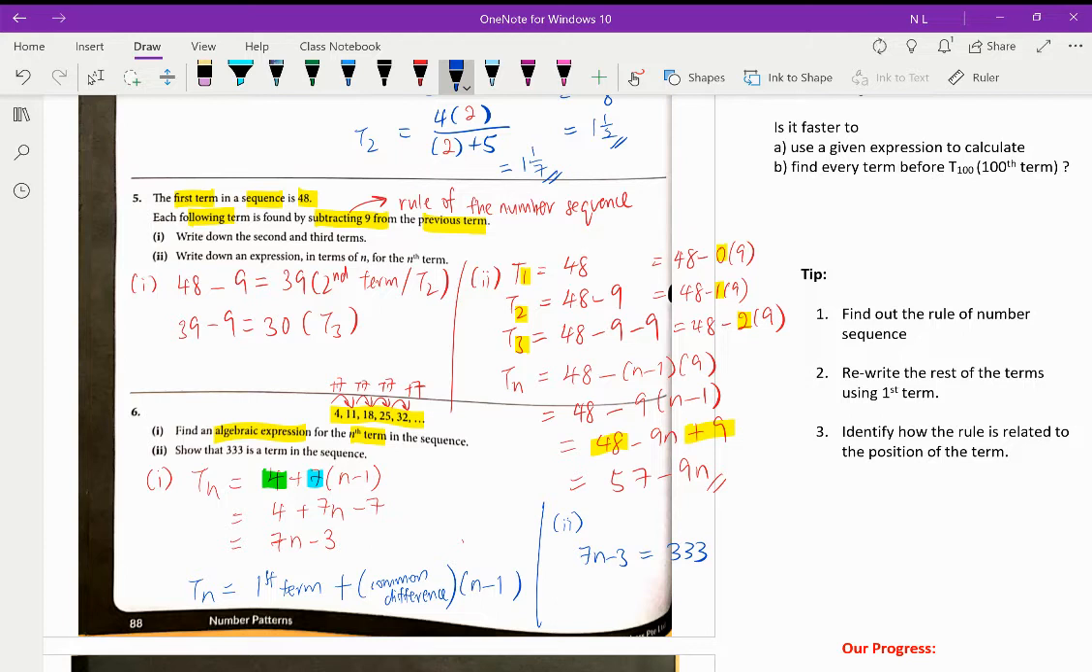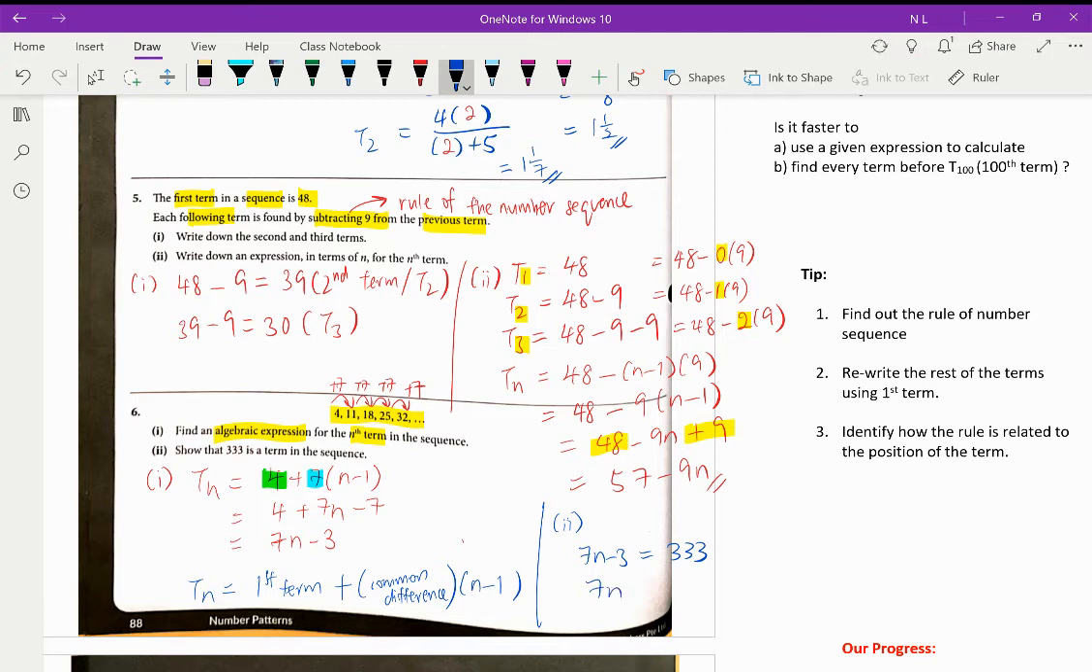And how do I show that 333 is a term in the sequence? When I can find an n which is a whole number, and this n represents a position in this number sequence, as long as I can find a whole number that can match 333, this means that 333 is inside the sequence. So you need to find what is n. You can do it using the solving the equation way.